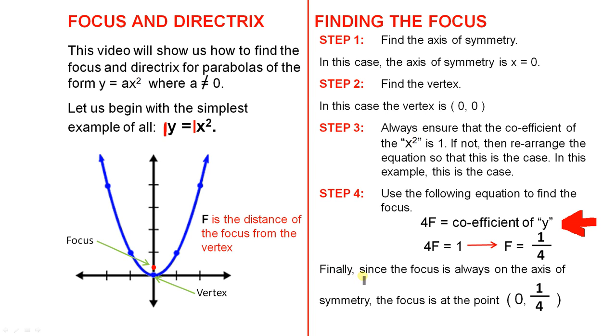Finally, since the focus is always on the axis of symmetry, the focus is at the point 0, 1/4. So the 1/4 represents the distance from the vertex, this blue dot, to the focus, the red dot. And that's how you find the focus.